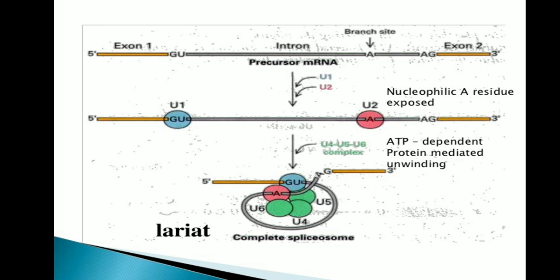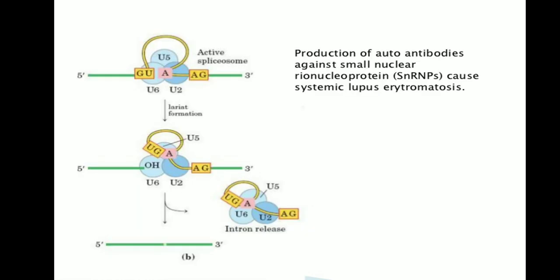So at this point the U5 snRNA changes its position. Initially it is close to the exon sequence at the 5' splice site, but in the B2 complex it shifted close to the intron sequences. Okay, so here you can see the formation of this complex. Okay, the production of antibodies against the small nuclear ribonucleoproteins causes systemic lupus erythematosus.